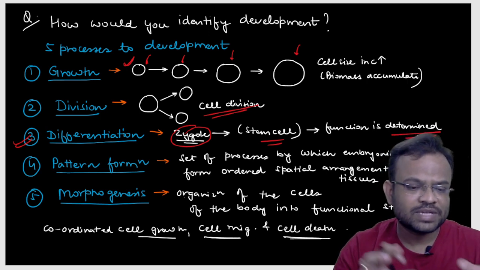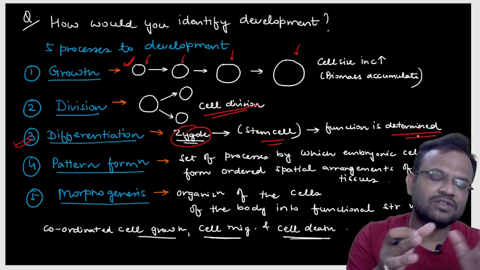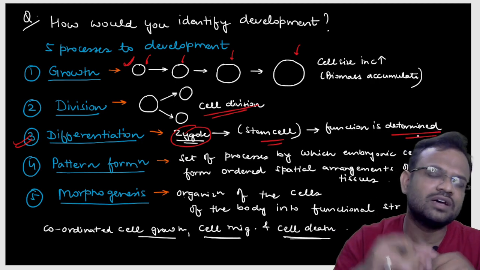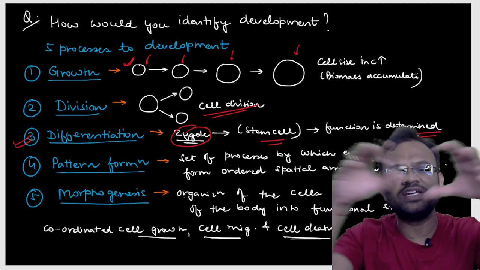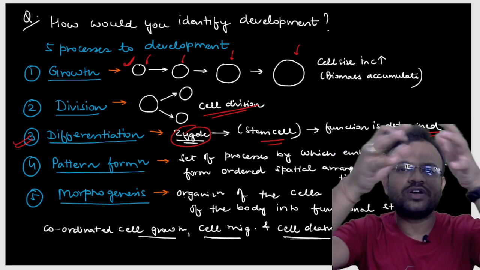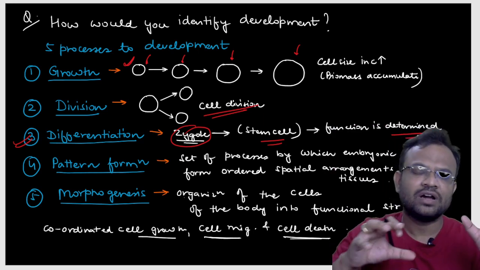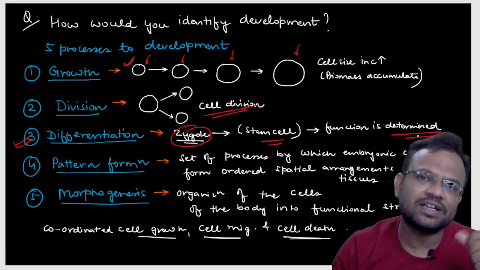So what basically I am trying to say is that pattern formation is the process in which the embryonic cells, that means the cells that are present in the embryo, form a spatial arrangement, that is the 3D arrangement, inside the complete body cavity. You are trying to divide into tissues, you are trying to locate the different tissues inside your body. That is called pattern formation.